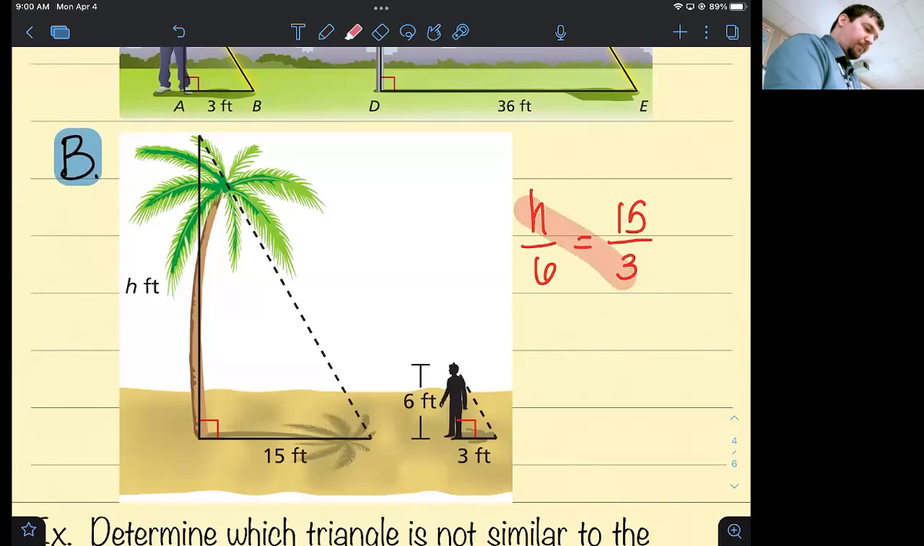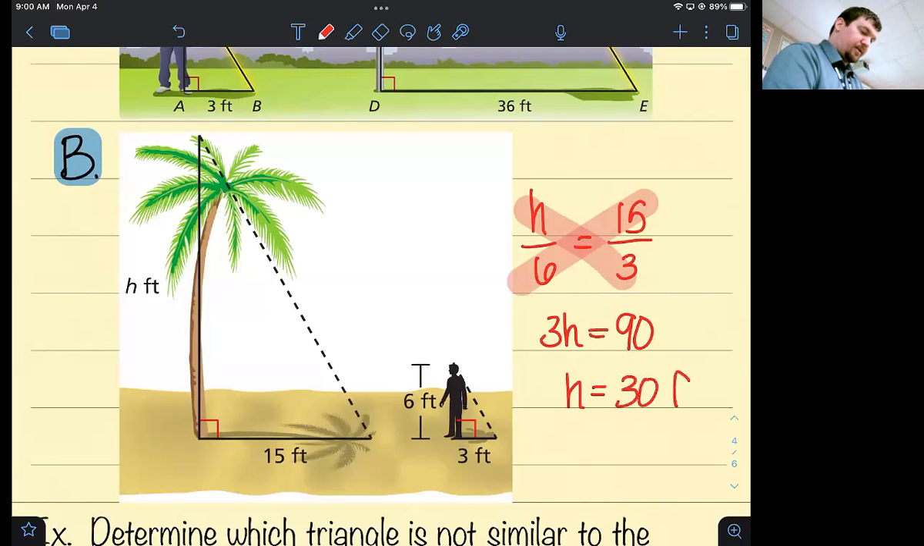Cross multiply, 3H. What is 6 times 15? 90. And Sierra, what's 90 divided by 3? Yep, 30, and then this would be measured in feet again.